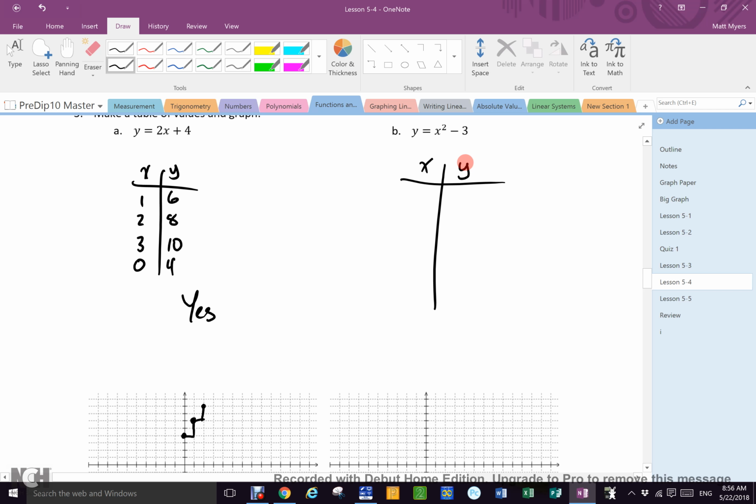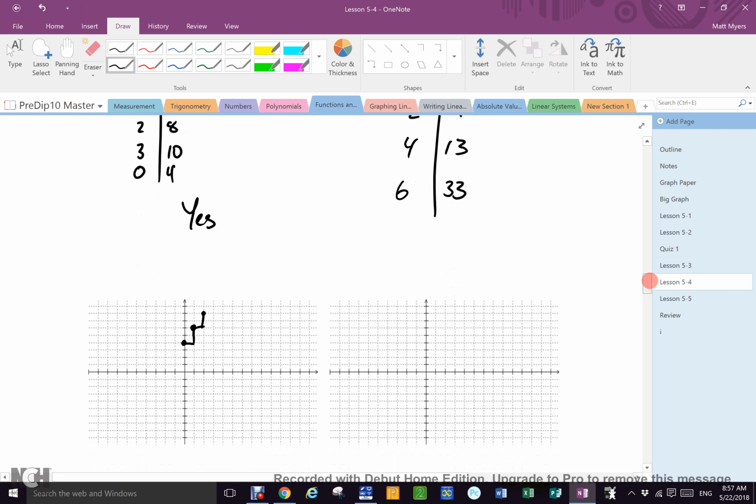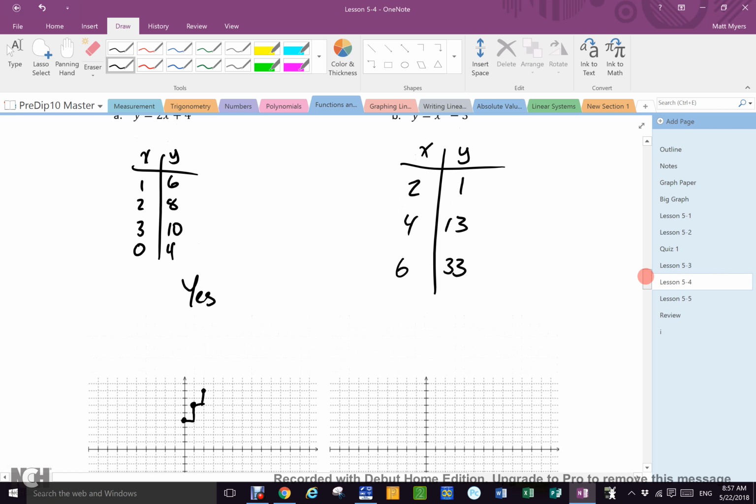Now check this one. What numbers do you want to use? Let's use 2, 4, and 6. 2 squared is 4, minus 3 is 1. 4 squared, minus 3, is 13. 6 squared is 36, minus 3. Is that going to fit on the graph at all? No. The change is not linear.